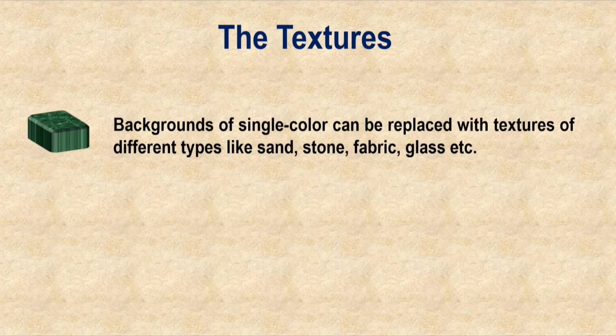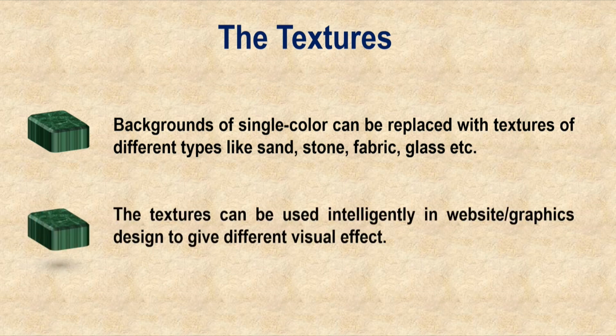Next element is texture. Textures are one of the ways which can be used for replacing the single colored backgrounds. Several kinds of textures are available in the digital editing tools like sand, stone, fabric, glass, and so on. All these textures are highly useful while designing any graphic with a very attractive background. But textures need to be used intelligently in website or graphics designing so that we can create an effective visual impact.